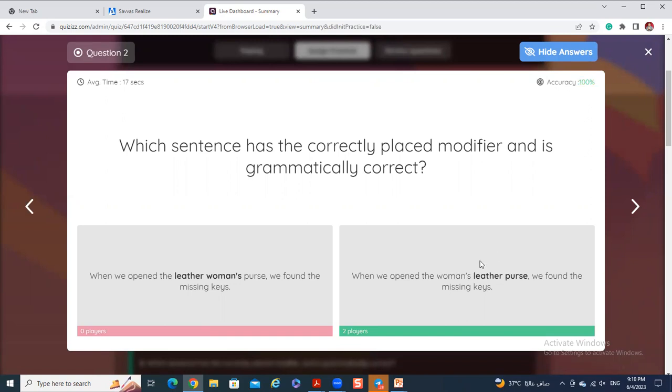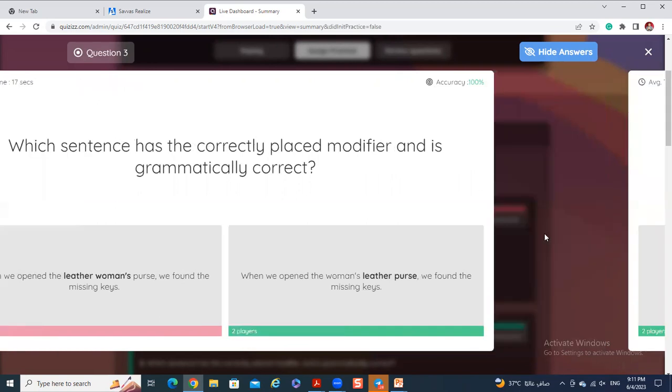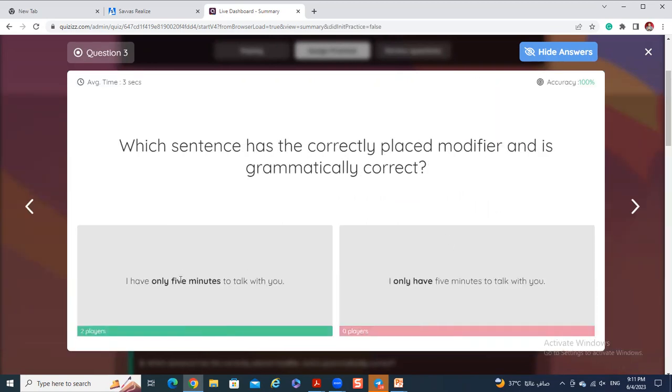The same thing here. When we opened the women's leather bag, we found the missing keys. Here we don't find any problem. Why? Because here "leather" modifies "bag." But in the other, "leather" modifies "woman," and it's wrong. The woman is not made of leather. The same thing: "I have only 5 minutes," so "only" modifies 5 minutes, not "I only have," "I only make," "I only eat." No. Only for 5 minutes.